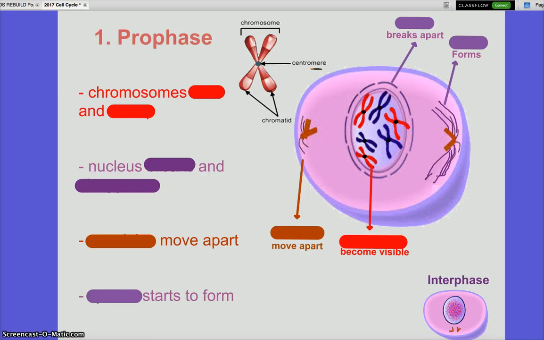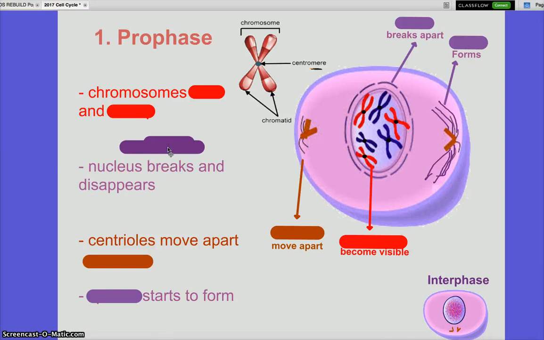So name me something that happens. You went from little sticks to what? Don't they come apart? Centrioles come apart. Good. So right here, look at my centriole. Look at my other centriole. They moved apart. Okay? What else happened? The nuclear membrane begins to break. And it literally goes away from your vision. So you might see little lines, or you might see nothing.